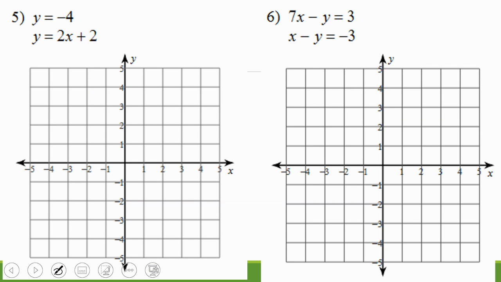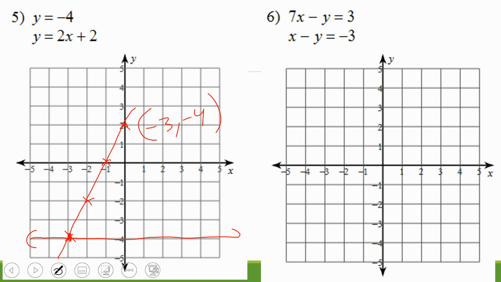Okay, number 5, y equals negative 4. Special case, horizontal line. Everywhere that y is negative 4. Second equation, 2x plus 2. I start at positive 2, go up 2 over 1. But for this one, you may want to go down 2 to the left 1. And sometimes if you just make those points, you can see where they're going to intersect. So it's going to intersect right here, which is negative 3, negative 4.